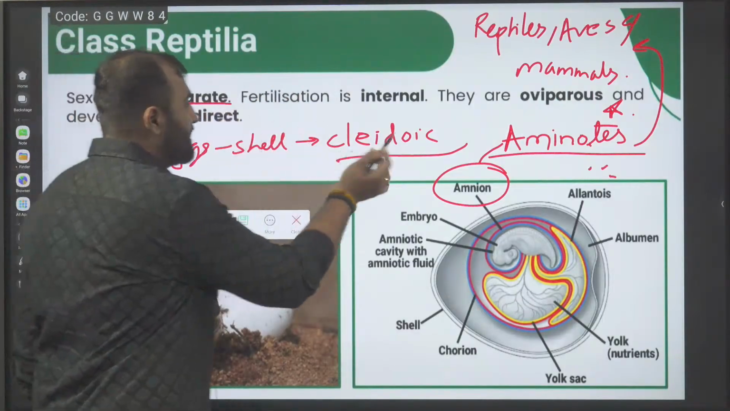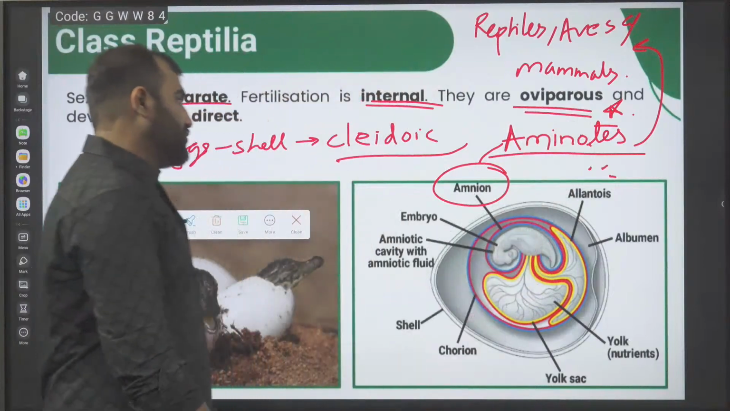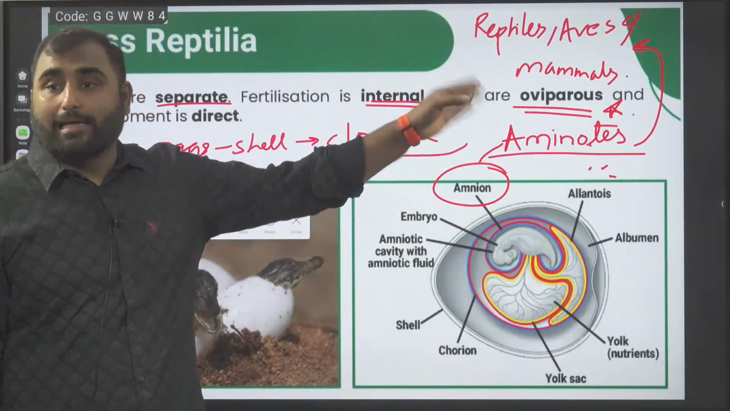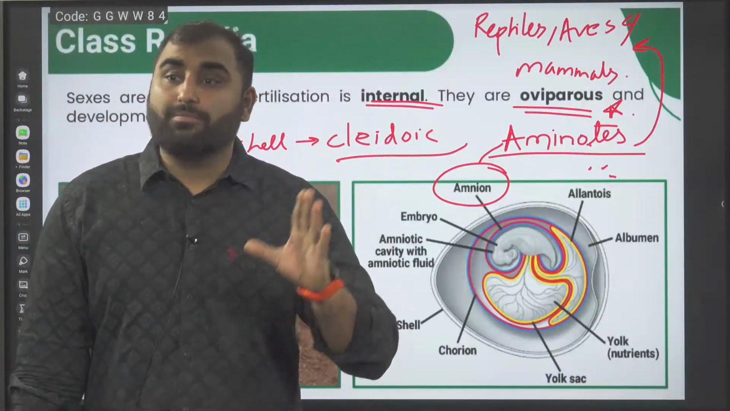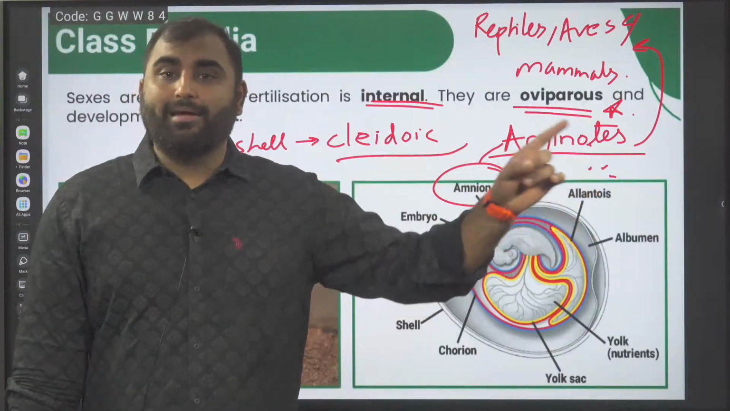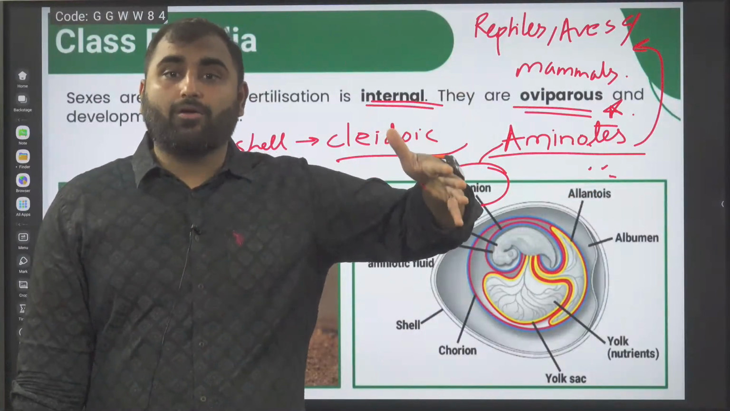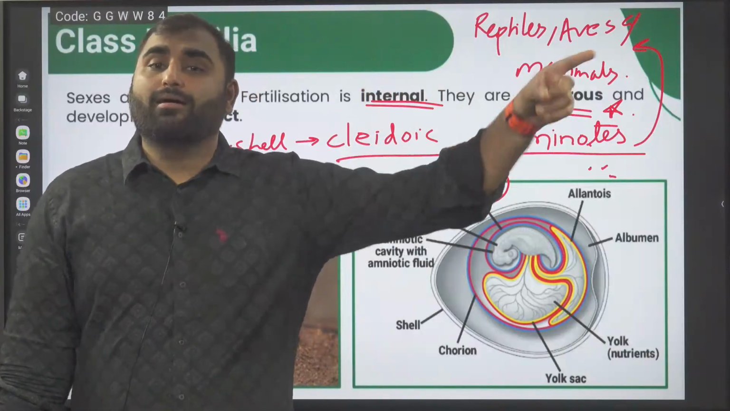Sexes are separate, unisexual, fertilization inside the body, internal. They are oviparous. Majority of the reptiles are egg-laying. There are, however, some exceptions. The chameleon, the tree lizard, chameleon which changes color and all, can give birth directly to young ones, that is viviparous.